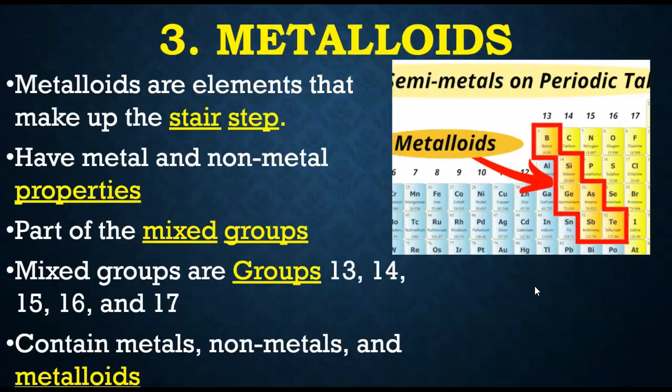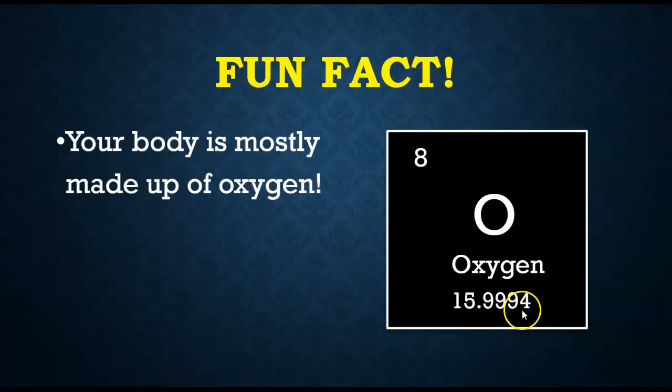All right, and my last set, you have the metalloids, and antimony is also there. So metalloids are elements that make up the stair step. They have metal and nonmetal properties. They're mixed groups, 13, 14, 15, 16, and 17. They contain metals, nonmetals, and metalloids. All of those groups.